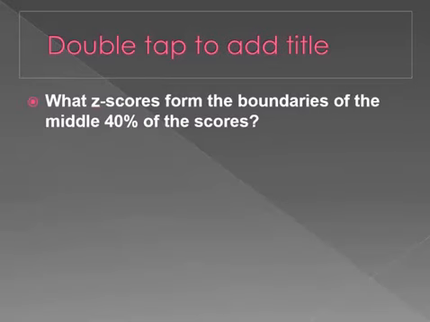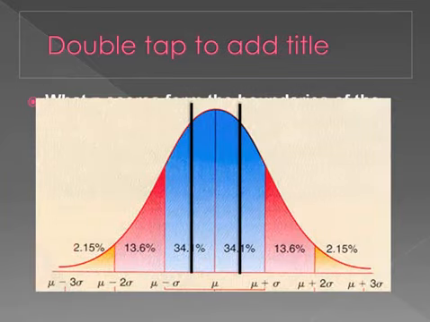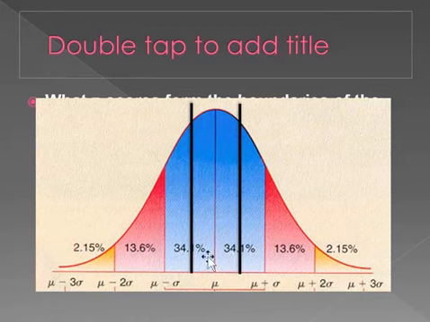Let's try something that's a little bit more complicated. What z-scores form the boundaries of the middle 40% of all scores? So again, let's start with a normal distribution here. If I'm looking for the middle 40%, because this distribution is symmetrical, what I'm trying to figure out is where would I mark 20% from the mean to the right side and 20% from the mean to the left side? And that would equal 40%.